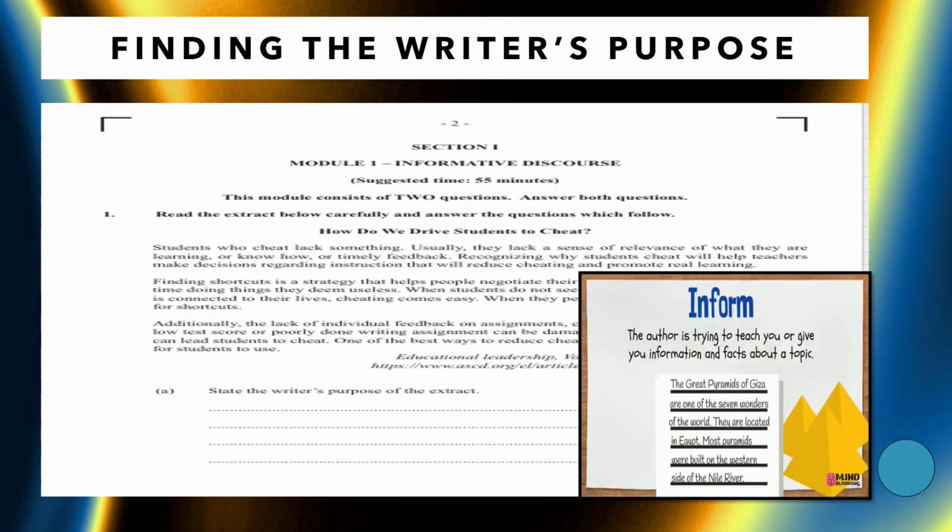The Great Pyramids of Giza are one of the 7 wonders of the world. They are located in Egypt. Most pyramids were built on the western side of the Nile River.